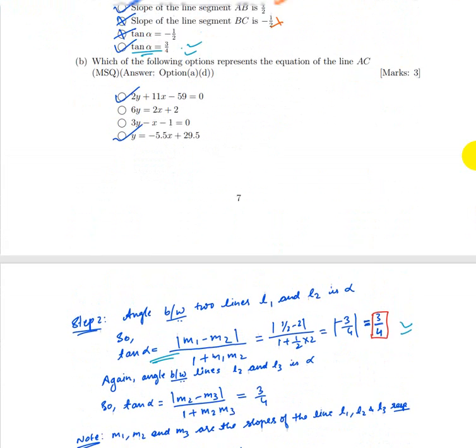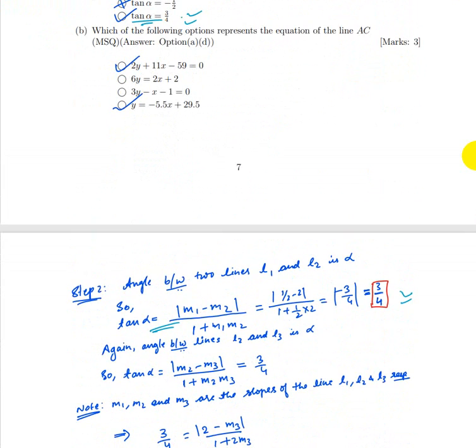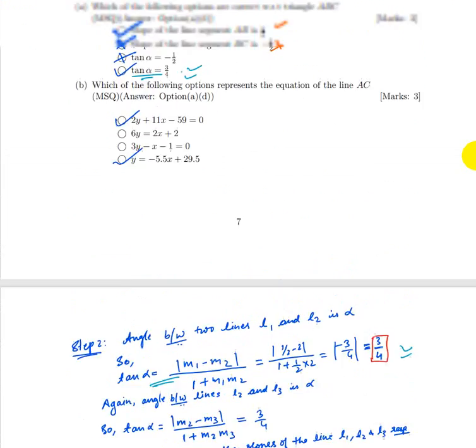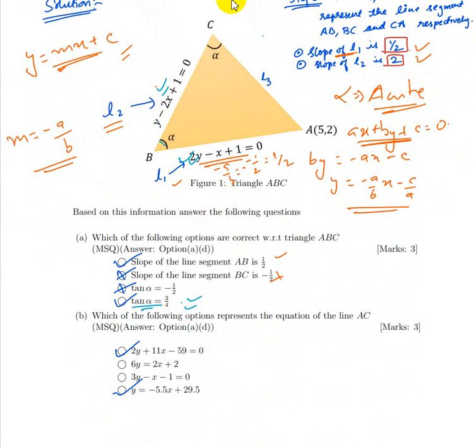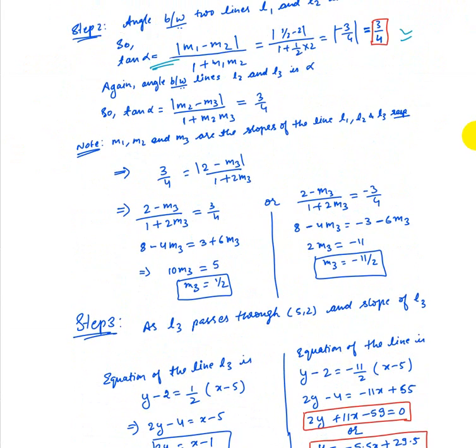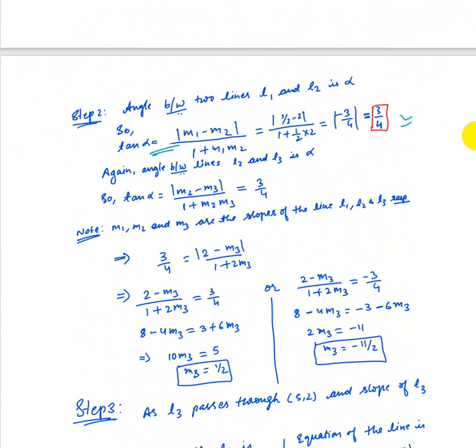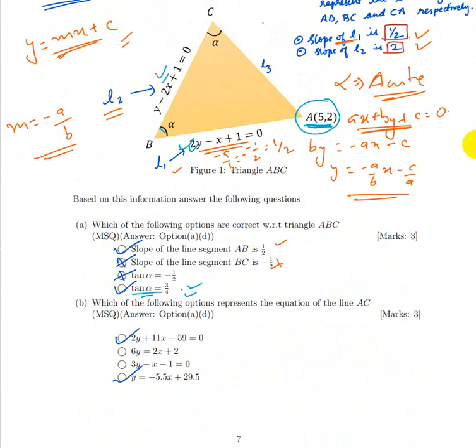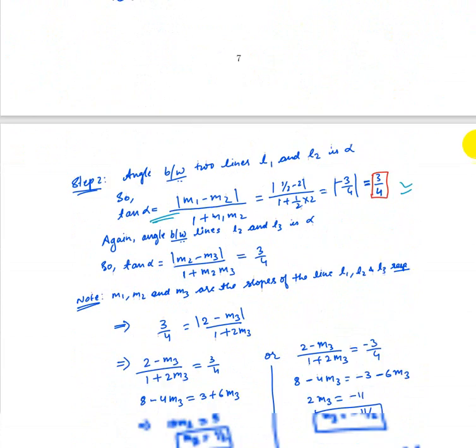Second option. Second question says, which of the following options represent the equation of line AC? So if we have to find the equation of line AC, then it is helpful that we know one of the passing points of line AC, which is 5, 2. So yes, let m1, m2 and m3, so let the slope of AC be m3.